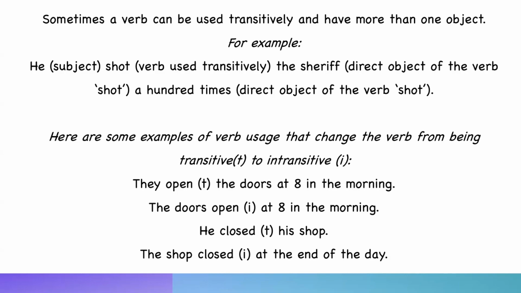Now, here are some examples of verb usage that change the verb from being transitive, noted with a T, to intransitive, noted with an I. And remember, transitive has a direct object. So they open, transitively, the doors at 8 in the morning. But the doors open intransitively at 8 in the morning. He closed his shop, transitive. The shop closed at the end of the day, intransitive.